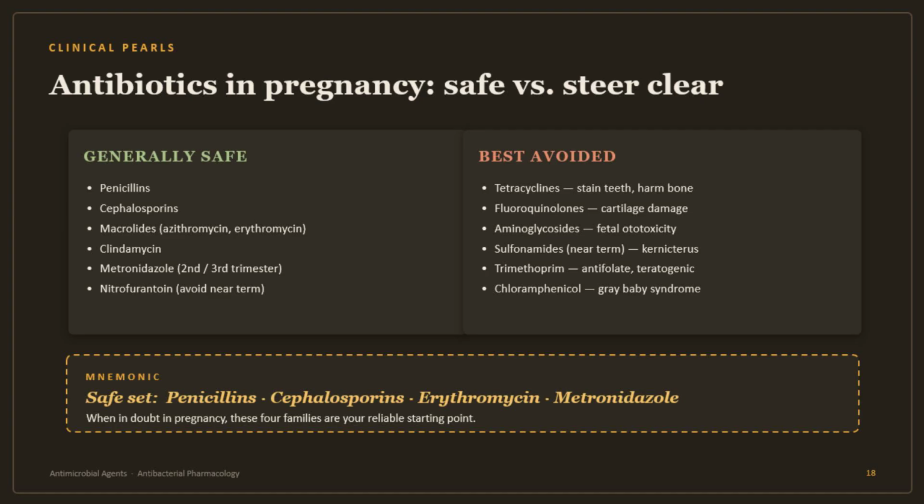Fluoroquinolones cause cartilage damage. Aminoglycosides cause fetal ototoxicity. Sulfonamides near term risk kernicterus. Trimethoprim is an antifolate and teratogenic. And chloramphenicol causes gray baby syndrome. Here's your quick safe set mnemonic: penicillins, cephalosporins, erythromycin, and metronidazole. When in doubt in a pregnant patient, those 4 families are your reliable starting point. Memorize the safe list, and the rest is just process of elimination.